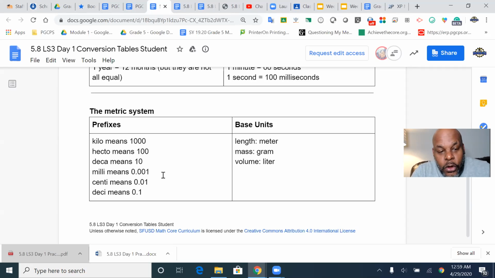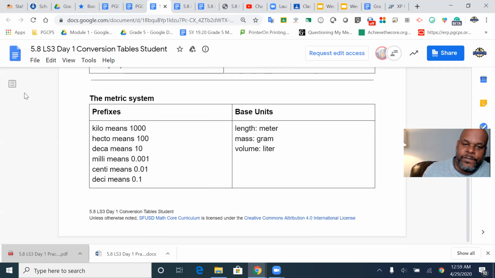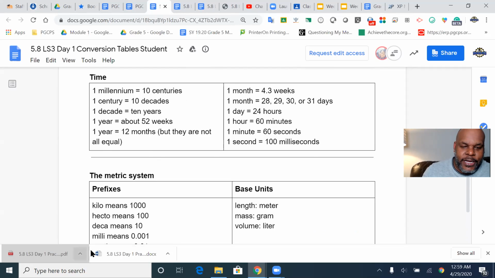To go from kilo to hecto, from 1,000 to 100, you divide by 10 or move your decimal place one place to the left. So let's see if we can practice that.